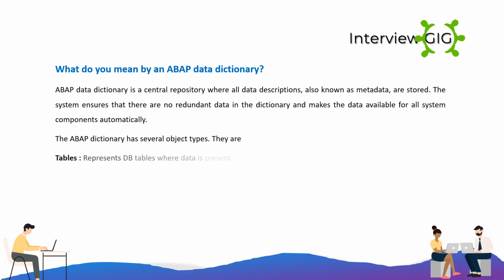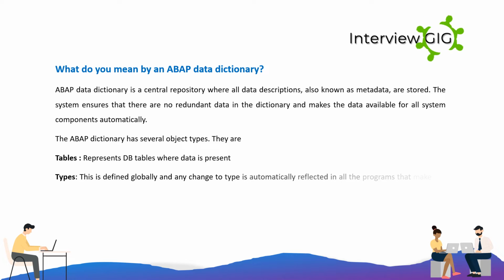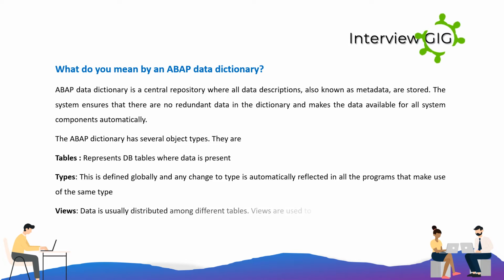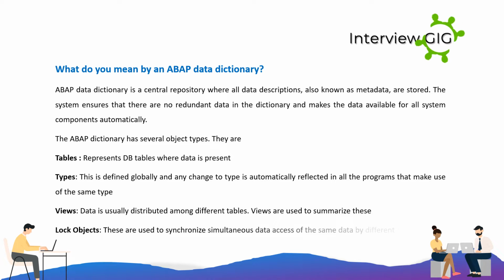They are: Tables, which represent DB tables where data is present. Types: these are defined globally and any change to a type is automatically reflected in all the programs that make use of the same type. Views: data is usually distributed among different tables. Views are used to summarize these. Lock objects: these are used to synchronize simultaneous data access of the same data by different users.